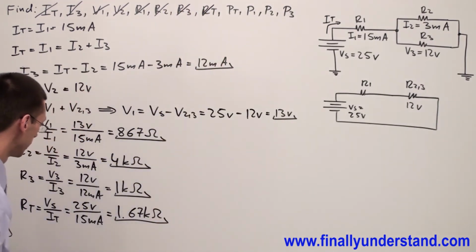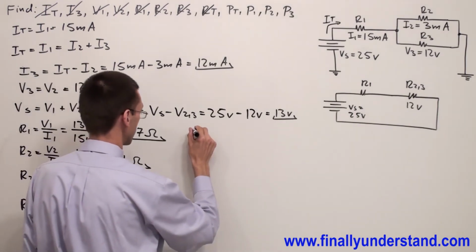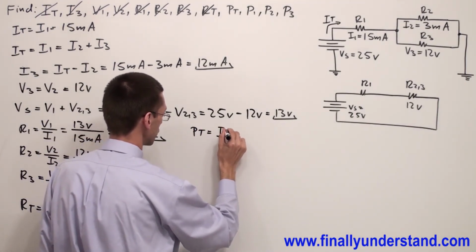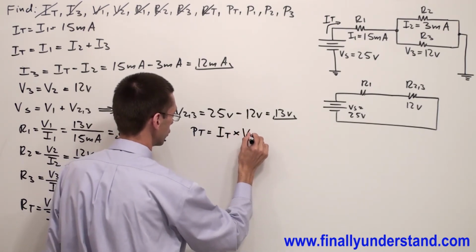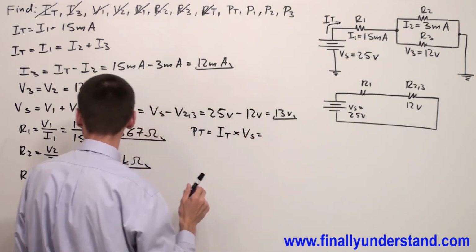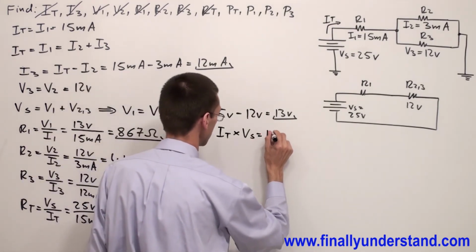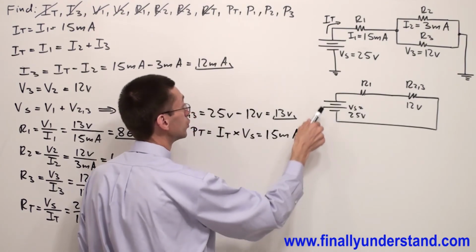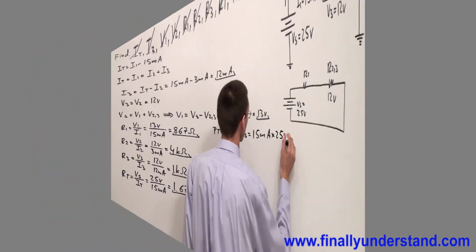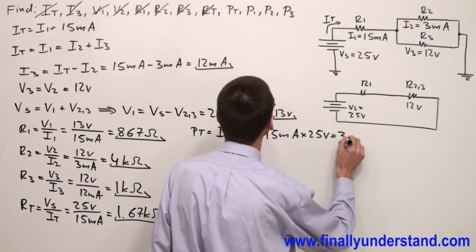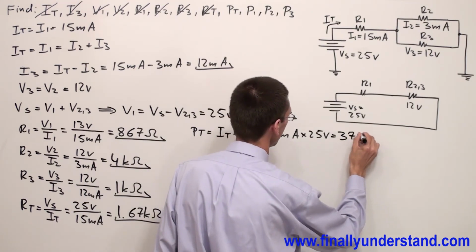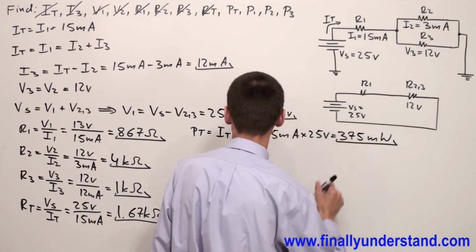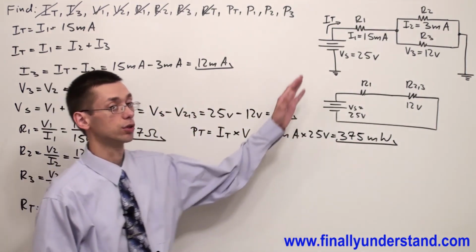Next, we're supposed to find, let me just cross this out, we have to find the total power. Total power, P total, is equal I total times voltage source, where I total is equal 15 milliamps times voltage source, which is equal 25 volts. This is equal 375 milliwatts. Okay, so this is the total power in my circuit.